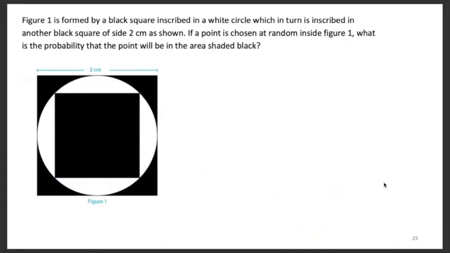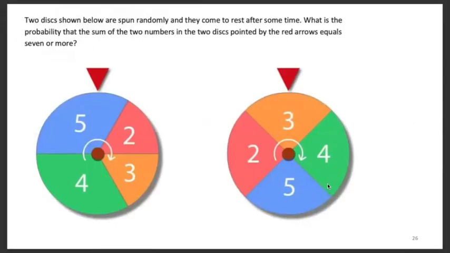We'll move to the next one. 2 discs shown below are spun randomly and they come to rest after some time. What is the probability that the sum of the two numbers in the 2 discs pointed by the red arrows equals 7 or more? Okay.